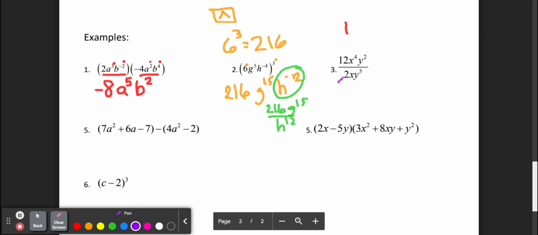Okay. On this number 3, 12 divided by 2 is 6. 4 minus 1 is going to be 3, so x to the third. 2 minus 5 is to the negative third power. Okay, but remember, we can't leave it like this. We want to write it with a fraction. These are positive. 6 and x to the third power are positives. So the y to the third goes to the bottom, and it becomes positive. This is our answer. Okay, can't leave a negative.